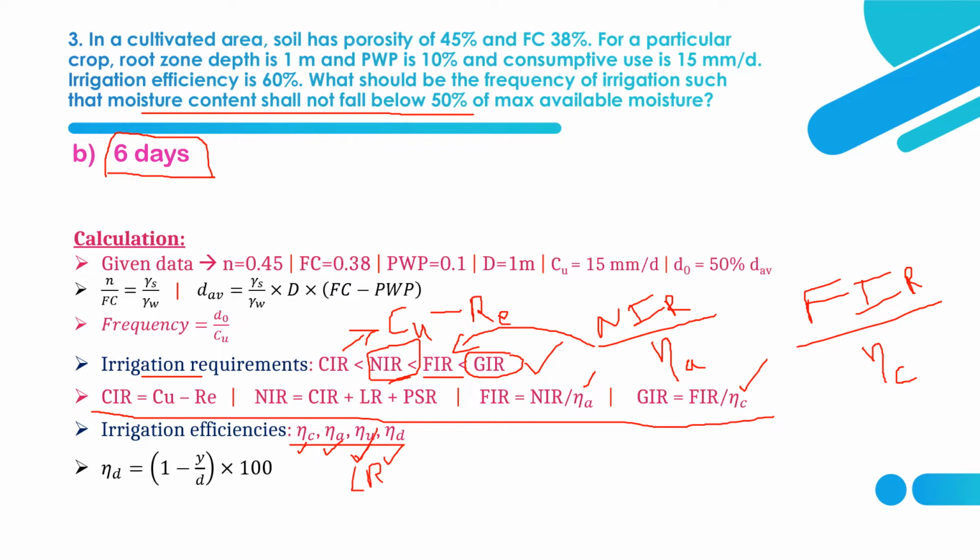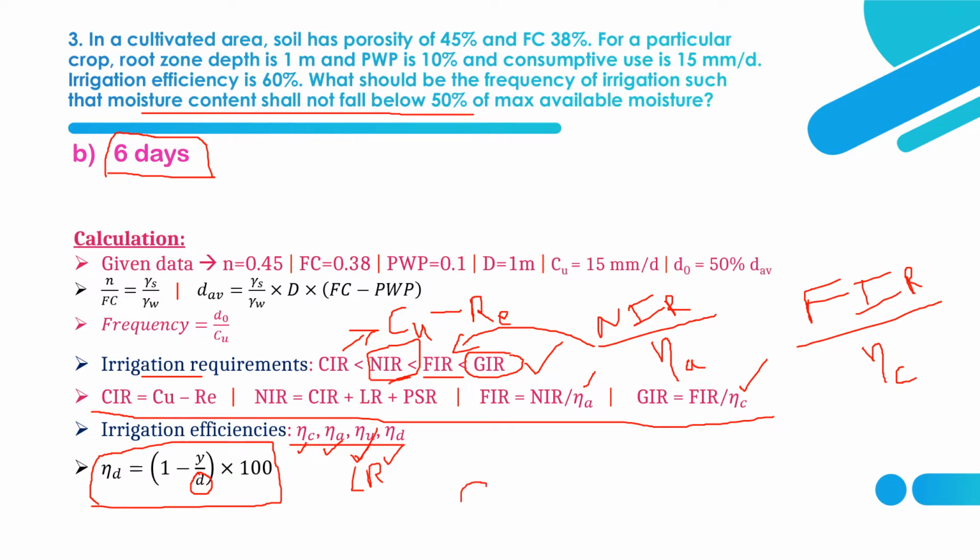And the last one is water distribution efficiency. It is given by this formula, which is important: 1 minus y by d, into 100. Here y is the average numerical deviation in depth of water stored, where small d is the average depth of water stored in the root zone during irrigation. There are many depths. We have to calculate the average among all depths, which is denoted as small d. And y is the deviation of all depths.